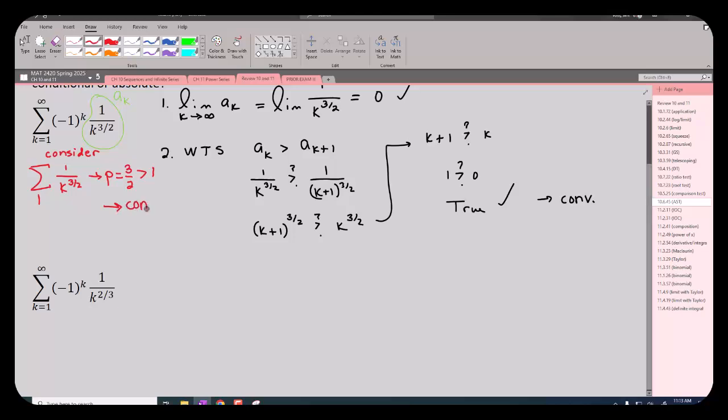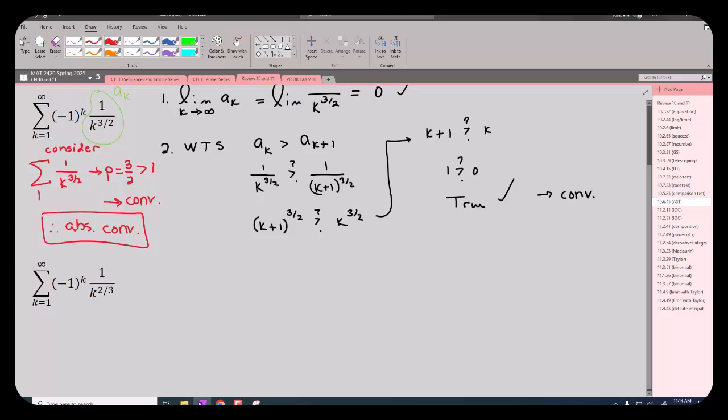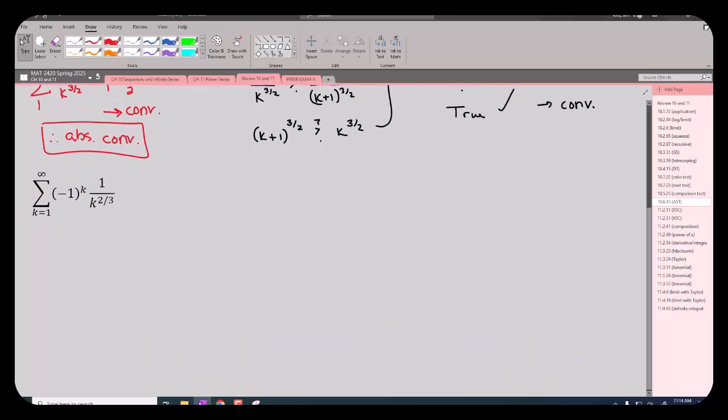So therefore, do we have absolute convergence or do we have conditional convergence? Absolutely. It is absolute because the series of absolute values converges. When we take away the switch, what we are saying is that we're going to make everything positive, so we're looking at the series of absolute values. And if the series of absolute values converges, we call that absolute convergence.